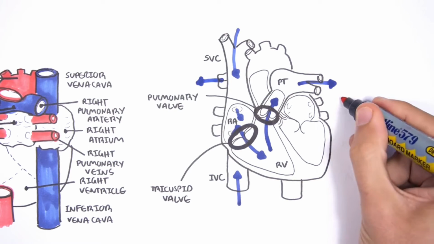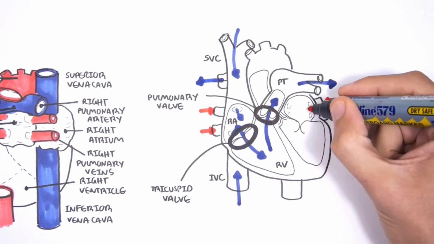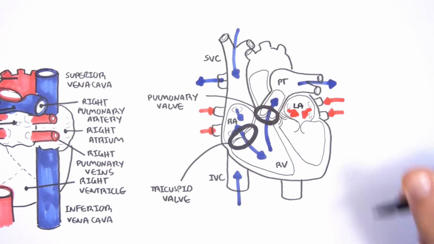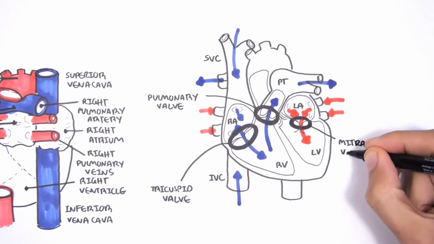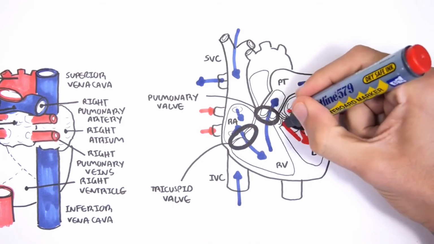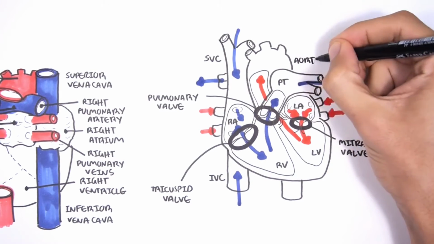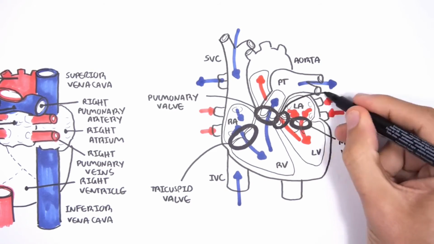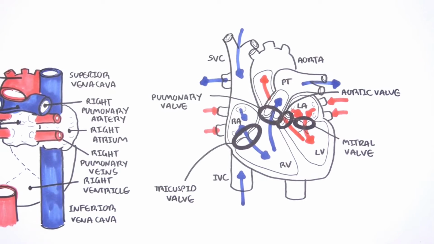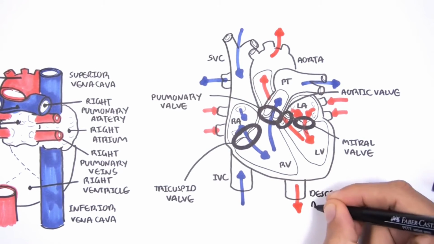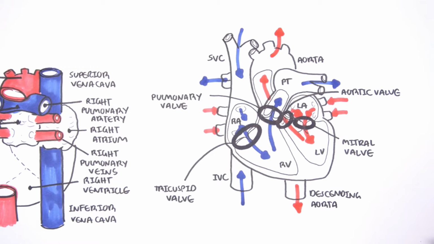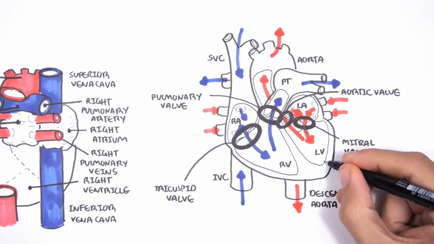From the lungs, blood will return to the left side of the heart via the pulmonary veins into the left atrium. From the left atrium, blood flows to the left ventricle via the mitral valve. From the left ventricle, the heart pumps this blood up the aorta via the aortic valve. And then blood will flow up to the upper body or down to the lower body via the descending aorta. Here is the apex of the heart again.